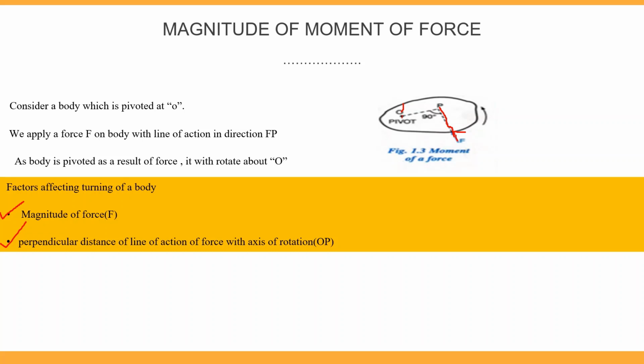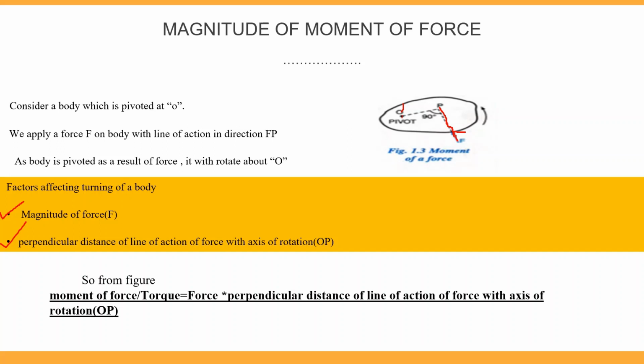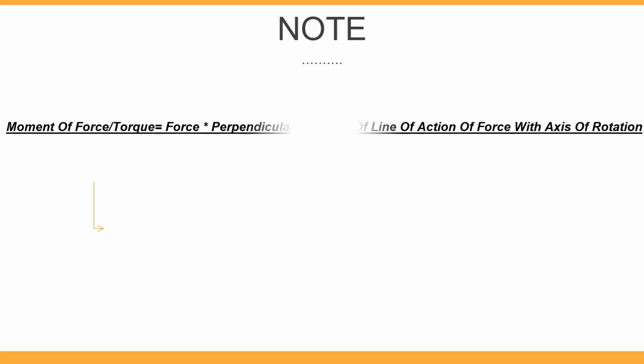So it depends upon two factors, the magnitude of force as well as the perpendicular distance between line of action of force and the axis of rotation. So moment of force is equal to force into perpendicular distance of line of action of force with axis of rotation. This is an important note. We know that moment of force or torque is equal to force into perpendicular distance of line of action of force with axis of rotation.